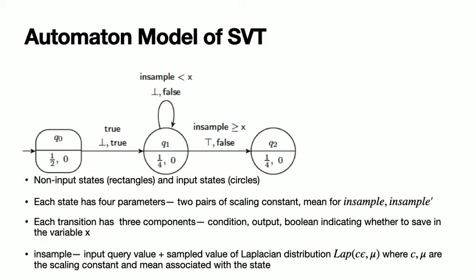Now, if the transition leads back to Q1, then it again samples from the Laplacian distribution with those parameters, adds it to the next input value, stores it in in sample, and repeats this process.